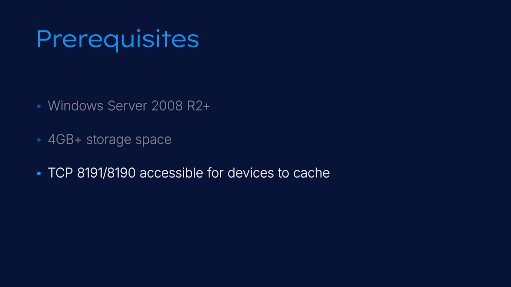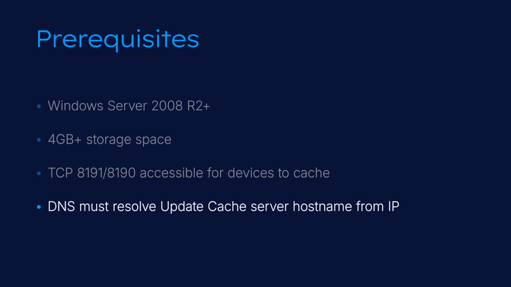Before setting up an update cache and message relay, you will need Windows Server 2008 R2 or later, at least 4 GB of free disk space, and ensure that TCP ports 8191 and 8190 are accessible to devices that will connect to the cache. Lastly, the DNS must be able to resolve the update cache's server hostname from the IP.